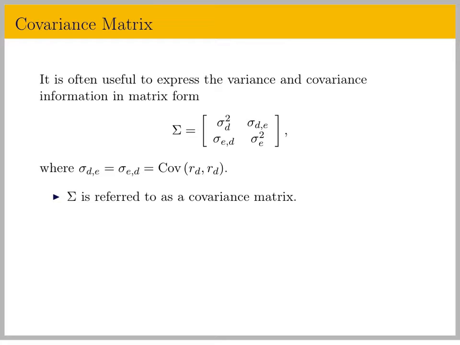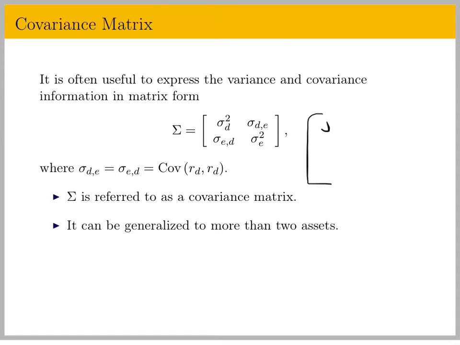Now, this capital sigma here, it's often referred to as a covariance matrix. Some people refer to it as a variance covariance matrix. Now, this covariance matrix can be generalized to multiple assets. So you could have, let's say, 4 assets: sigma 1 squared, and then sigma 1,2, sigma 1,3, sigma 1,4. Those are the covariances between 1 and 2, and 1 and 3, and 1 and 4.